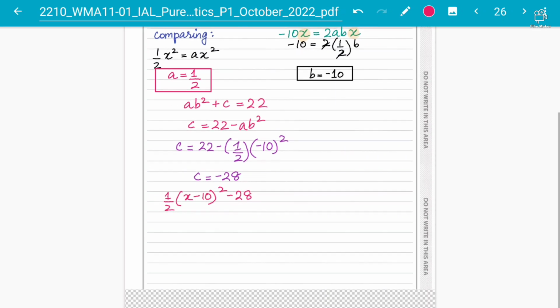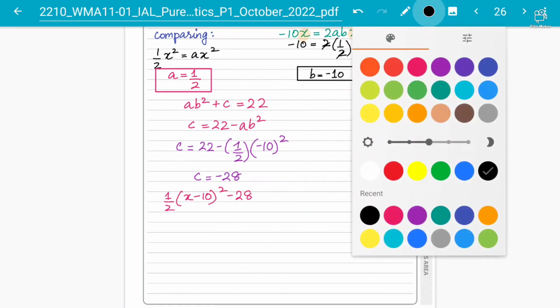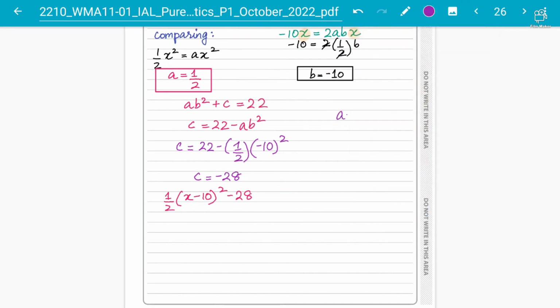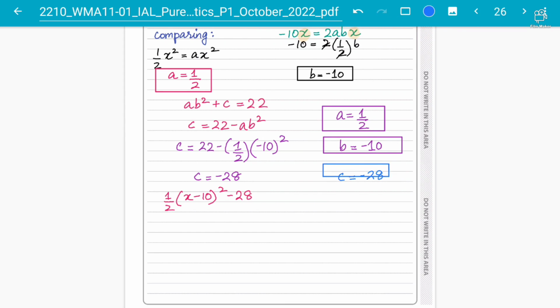Apart from writing this answer, make sure you give the values of a, b, and c to the examiner as well, because it's very important. So a is half, b is minus 10, and c is minus 28. Apart from solving the paper, we're also discussing how to present your answers and how to give the whole working to the examiner. Make sure you know there are other methods as well. You have the formula as well.